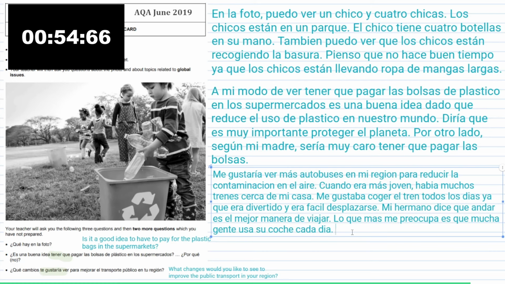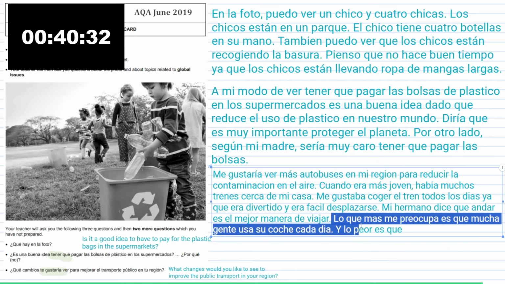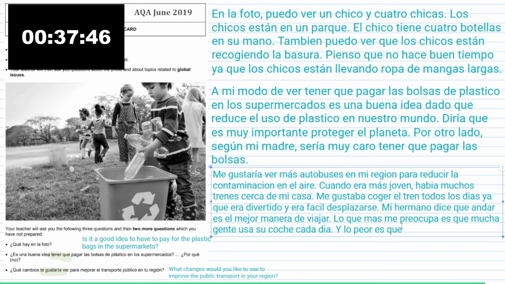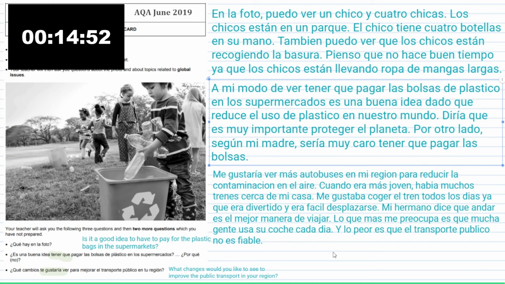Or we can say something similar, lo que más, like the worst thing, something negative, lo peor is a really good one. Lo peor es que, the worst thing is that, what changes would you like to see to improve the public transport? Es que el transporte público no es, how do you spell that? Fiable. It's not reliable. I think that's correct, yeah. Yeah, let's leave it there.